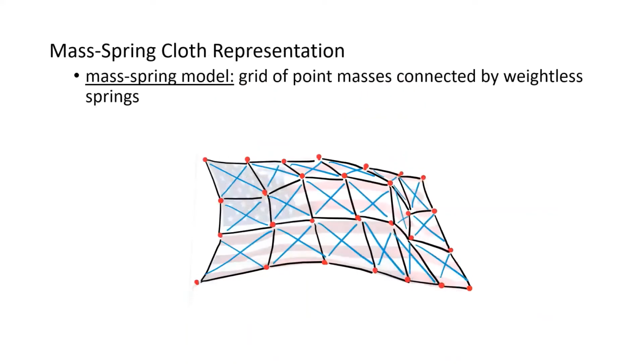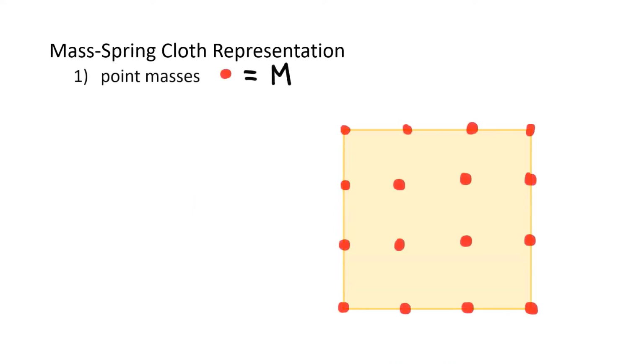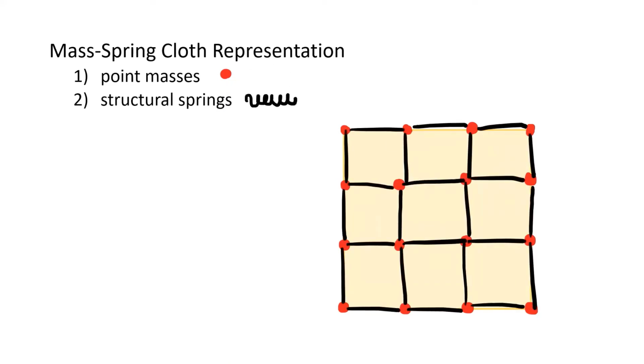In the mass spring model, cloth is represented by a grid of point masses and springs. To simulate a given cloth, first divide the cloth into a grid of equally spaced vertices, with each vertex having a mass of m. Each vertex represents a small weighted area of the cloth. To simulate the structure of the cloth, add structural springs between adjacent pairs of vertices, forming a grid-like pattern.